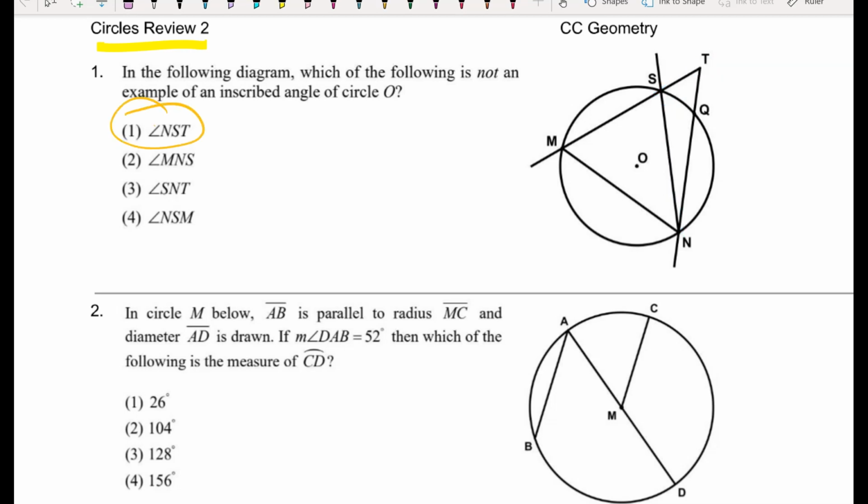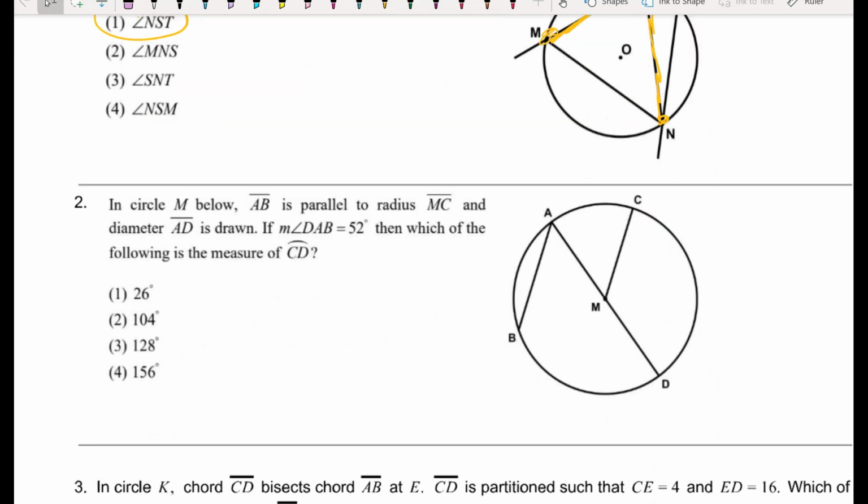But if I look at MNS right there, or SNT right there, or NSM right there, notice all those have vertexes on the circle, and their rays intersect the edge of the circle as well, so those are all inscribed.